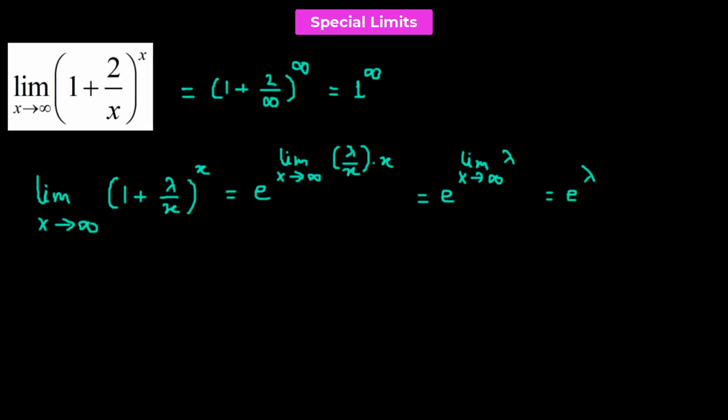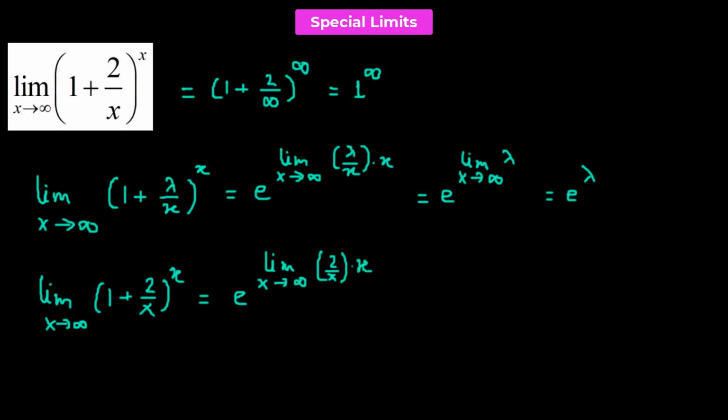So for the given function, the limit as x tending to infinity of 1 plus 2 over x whole raised to the power of x will be equal to e raised to the power of the limit as x approaching infinity of 2 over x multiplied by x, which will be e raised to the power of 2. So e squared is going to be the limiting value of the given function when x approaches infinity. Let's move on to the next question.